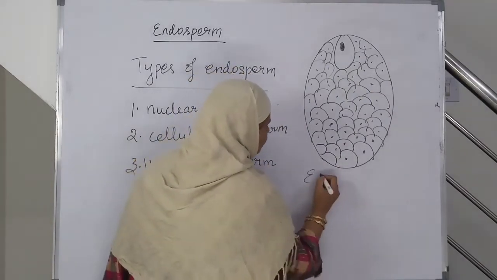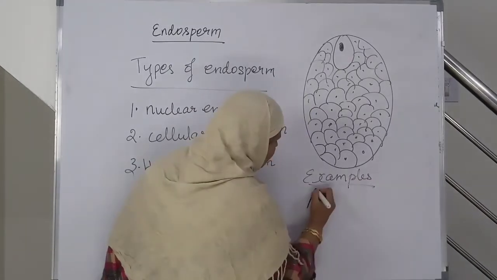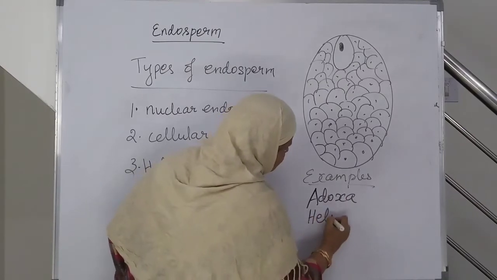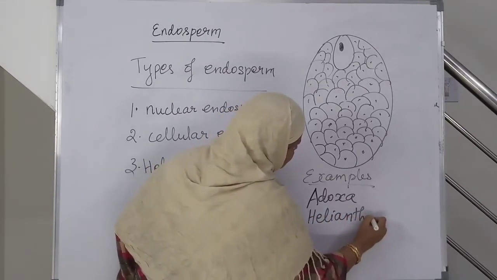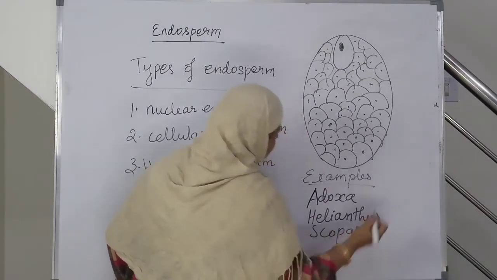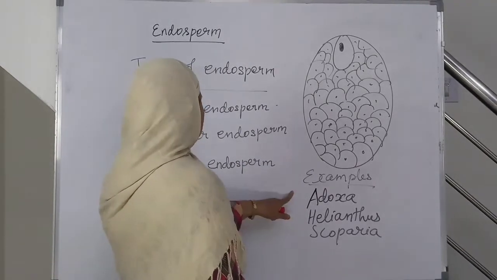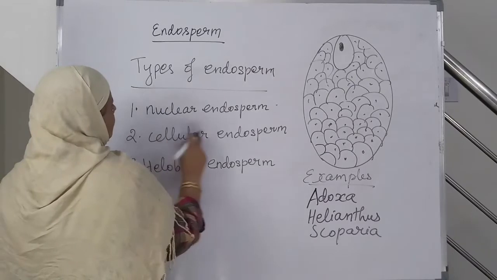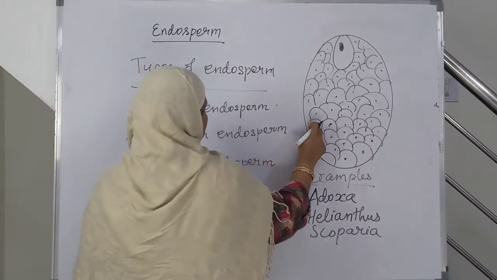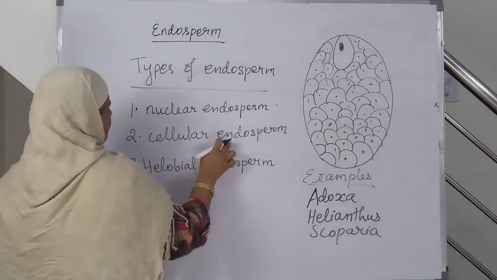Examples are Adoxa, Helianthus and Scoparia, examples for cellular endosperm. Why it is called cellular means, as soon as the nuclear division, immediately the wall formation occurs. So that is why it is called the cellular endosperm.